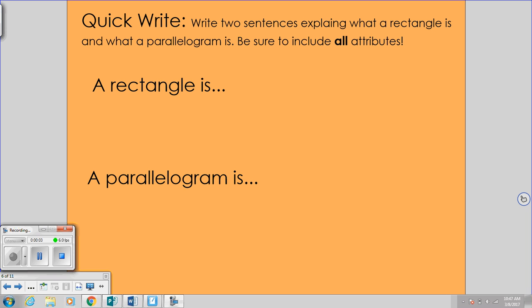Quick write. You needed to write. What is a rectangle? What is a parallelogram? Somebody tell me. Natalie, you can put those on my desk. Thanks. You can put those on my desk. Thanks. You don't need them right now.